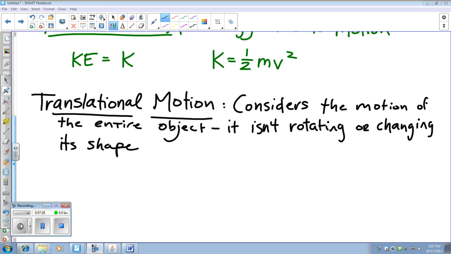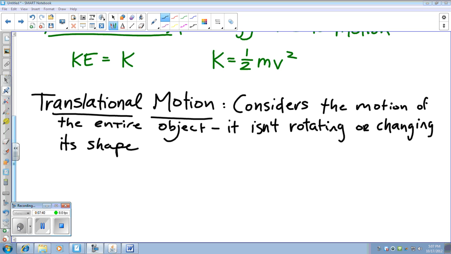So really we're considering the fact that the motion of the entire object isn't rotating, it's not changing its shape, we're not seeing a mass change, we're not seeing some of these variables that could influence the potential and kinetic energy. We're just seeing a straight up object moving, everything is going well, the object is not rotating, the object is not changing its shape.